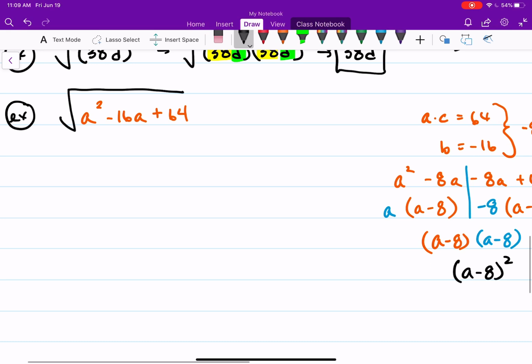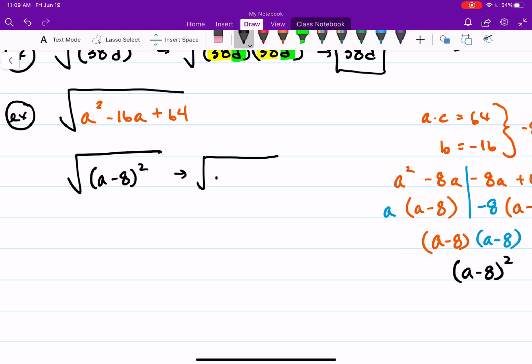All right, so that means I could come back here and say this is the square root of A minus 8 squared. Well, what does that mean? That means I have the square root of A minus 8 times A minus 8. And look at this. I have a pair of A minus 8s. So that comes out of the house. Nobody else is left inside the house. So I'm left with just A minus 8. That's my answer.